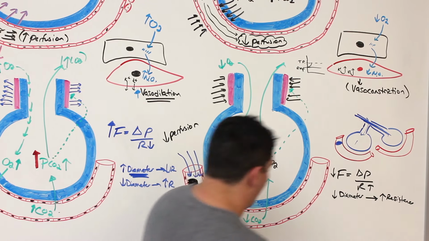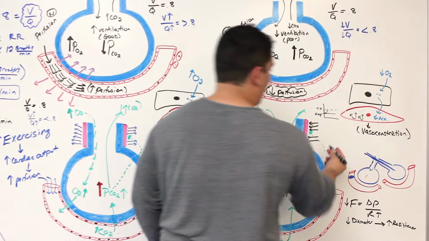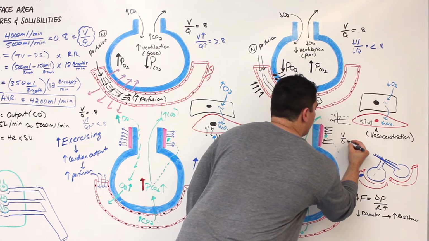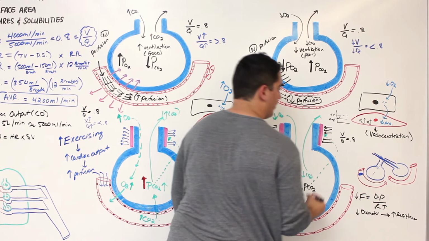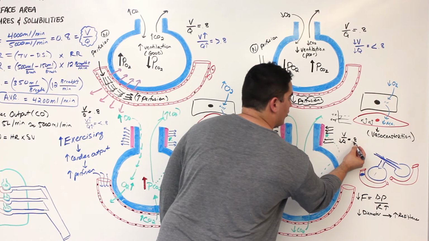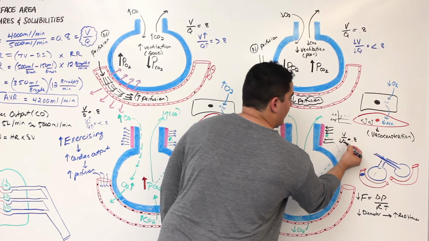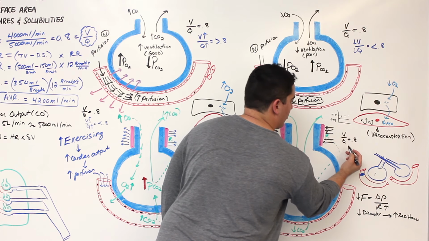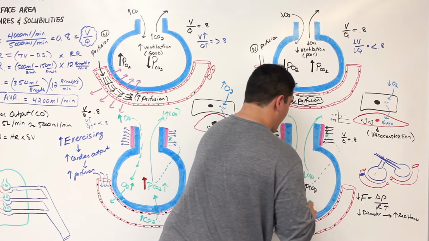And so again, if you apply that concept, last thing to this concept, let's say here we have V over Q is equal to 0.8. If the actual perfusion is low, what happens to this situation then? It's normally supposed to be 0.8, right? So let's say here's your ventilation over perfusion.